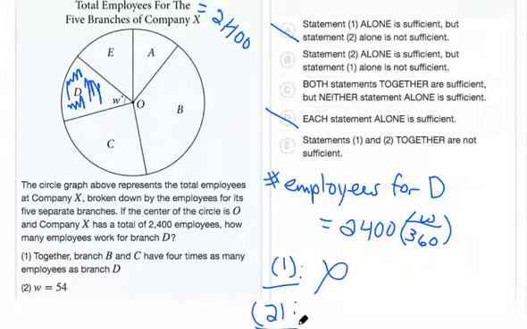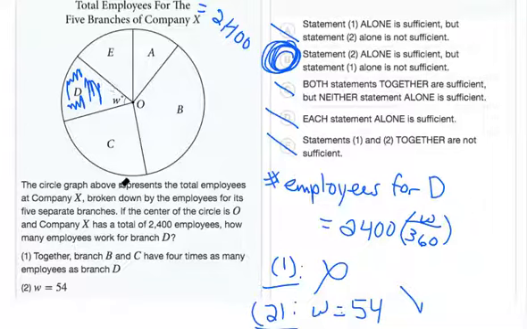Statement 2, we're given that W equals 54. And we wrote down before that if we know W, we could plug it in here, find the percentage that portion represents for our circle graph, and multiply that by 2,400, and the result will give us our employees for D. So this statement alone is sufficient. We know W, we can find the percentage that D represents, and thus we can find the number of employees for D. So statement 2 alone is sufficient. We can eliminate answer choices C and E, and the final answer will be answer choice B. Statement 2 alone is sufficient, but statement 1 alone is not sufficient.